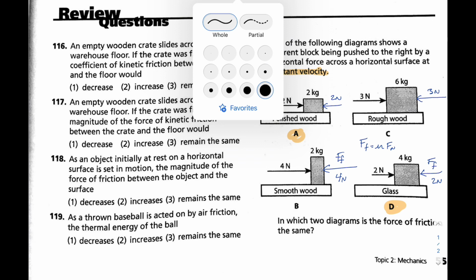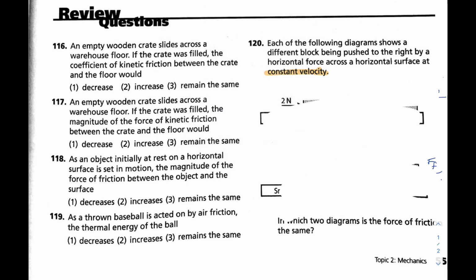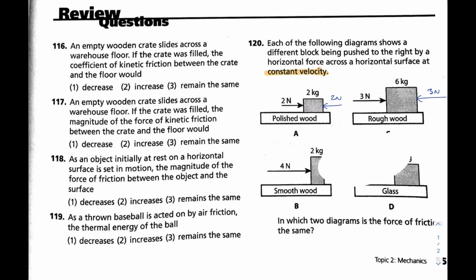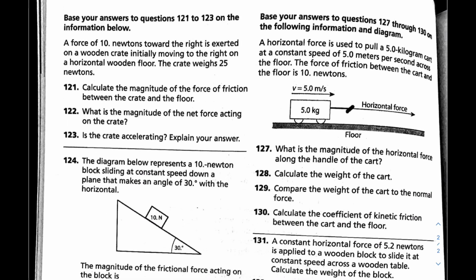Okay, so let me just get rid of that. Oh, what is happening there? Okay, here we go. Okay. All right, on over here.